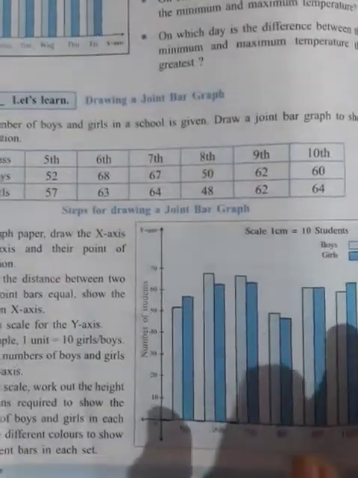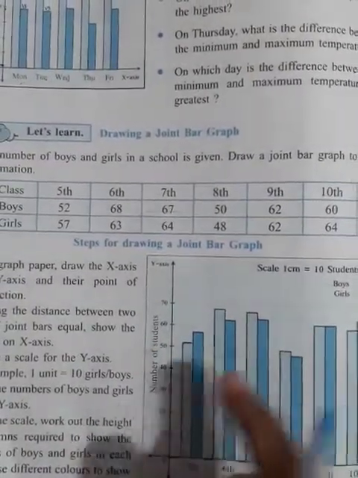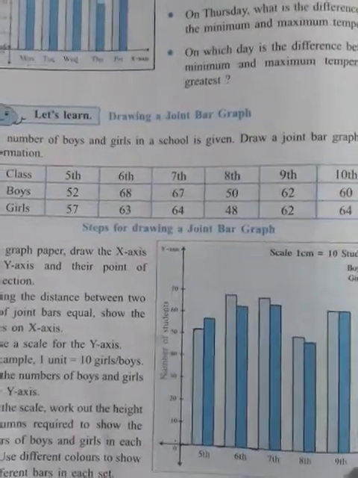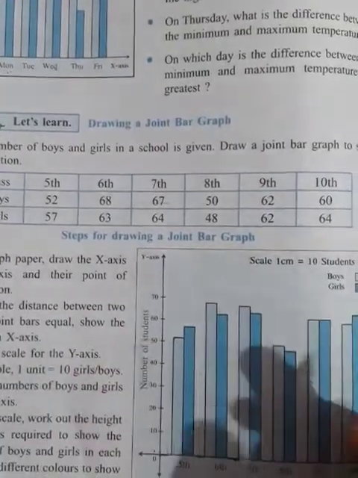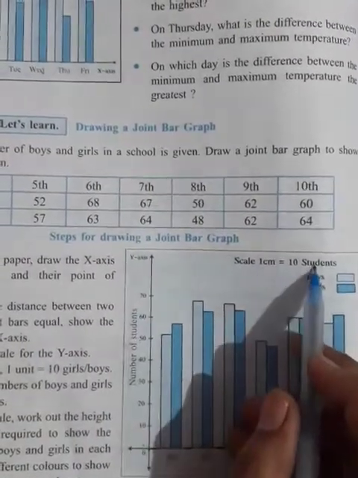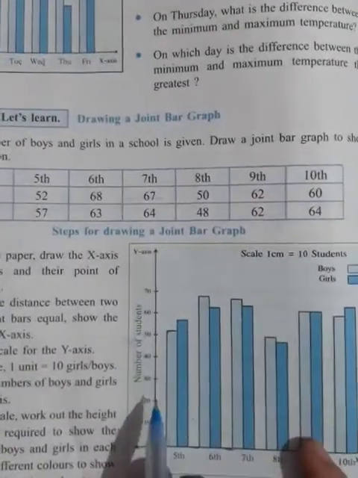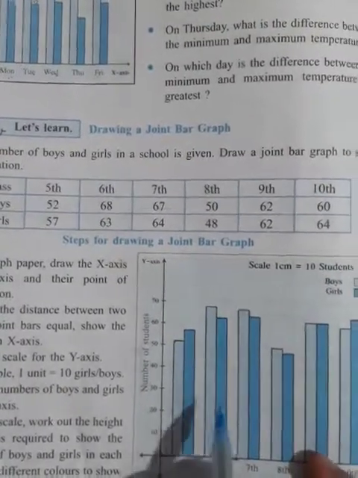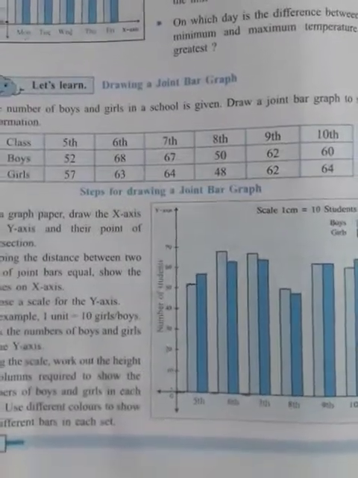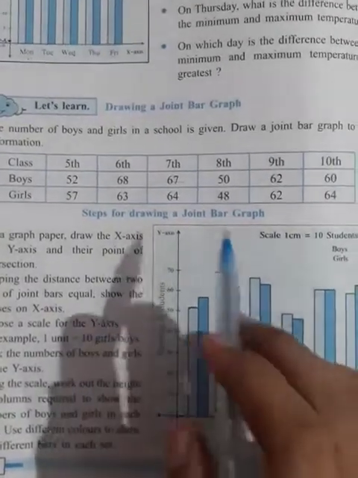I will give one video on how to draw such joint bar graphs. Then you can understand easily, but just remember not to get confused here. The main things are to choose the scale and give different symbols here, and one more thing: keep the difference between the joint bars the same. Okay, in the next video we will see the method for how to draw a joint bar graph.